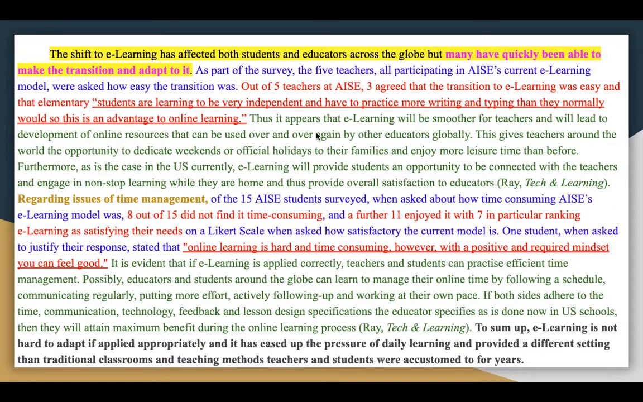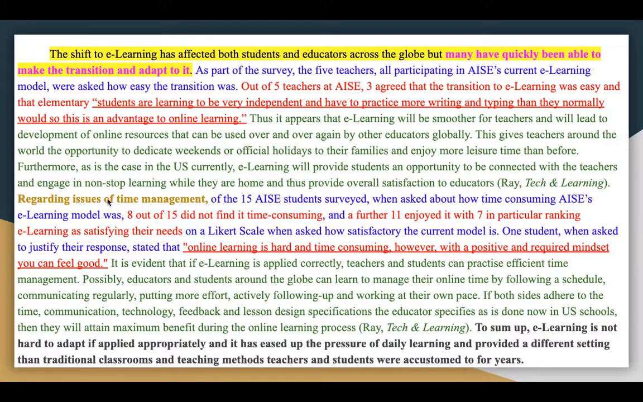So then he's analysed, thus it appears e-learning will be smoother for teachers and will lead to development of online resources that can be used over and over again by educators globally. This gives teachers around the world opportunity to dedicate weekends or official holidays to their families and enjoy more leisure time than before. Furthermore, as is the case in the US currently, e-learning will provide students an opportunity to be connected with teachers and engage in non-stop learning while they are home, and thus provide overall satisfaction to educators. So his level 3 is a secondary source which backs up what he's saying in level 1 and 2.